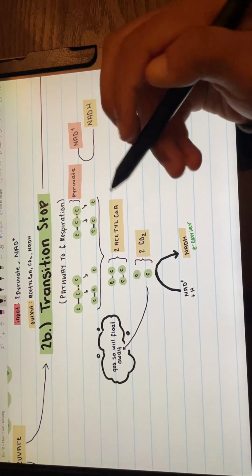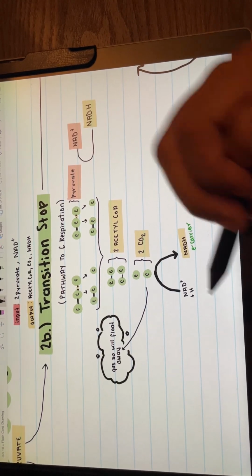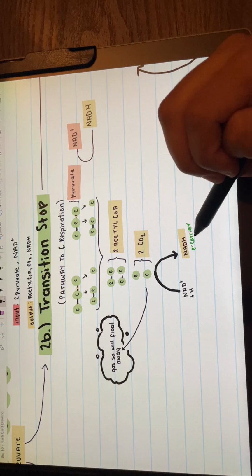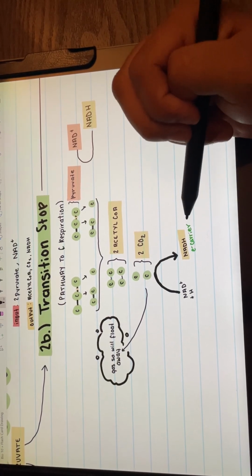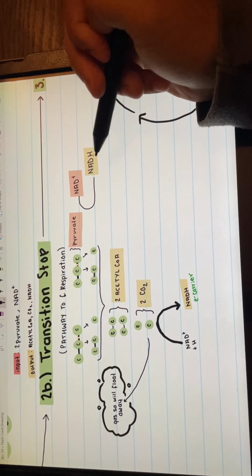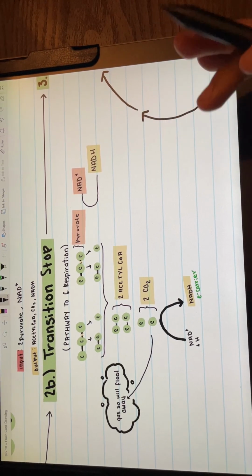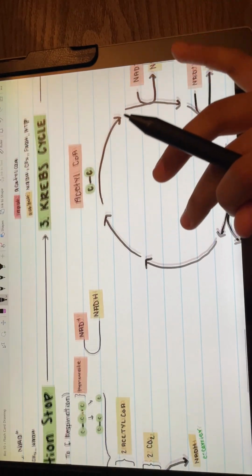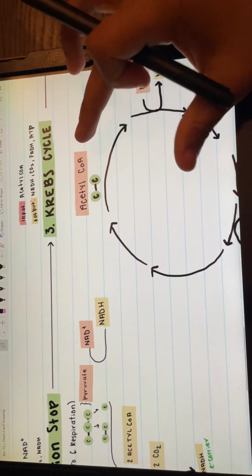And then we see here that we did have also an input of NAD+. So that NAD+ is turned into NADH, which is an electron carrier. And then we can see that here too. So the input and the output. We then take our output, acetyl-CoA, and move on to the Krebs cycle.